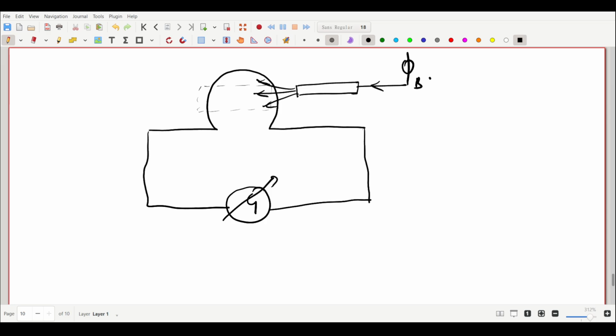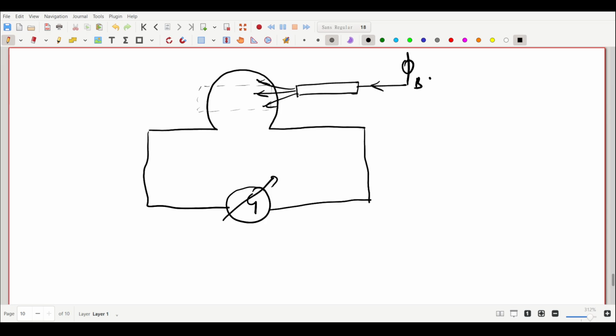See, if the coil and bar magnet both are moving with the same speed, the relative motion is zero. In that case, you will not see any induced current. Right? This is why I have said relative motion. The motion should be relative between the coil and the bar magnet.